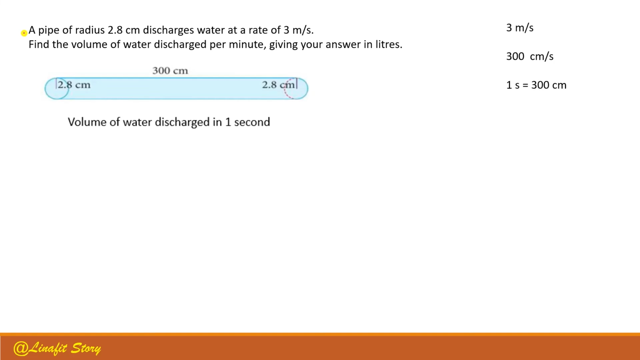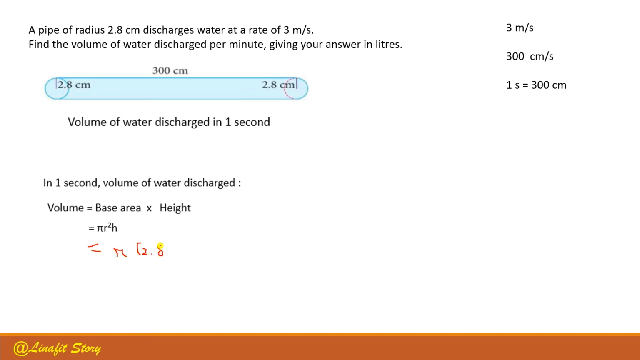So in 1 second, the volume of water discharged is base area times height. So pi times radius squared times height is pi times 2.8 squared times 300 is equal to 2352 pi cubic cm. Leave intermediate working in terms of pi for better accuracy.